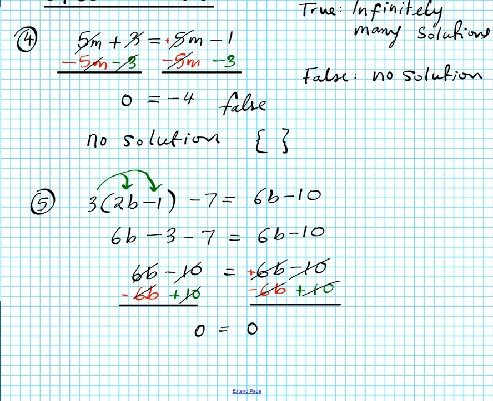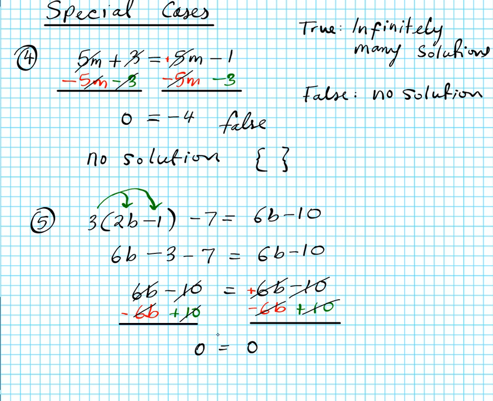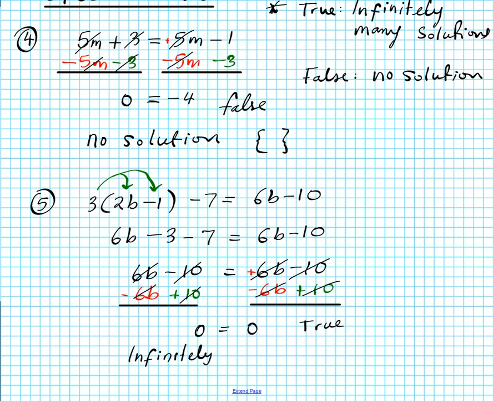Now, this is a special case. What makes it a special case? Because the variable is gone. Anytime your variables disappear, they go MIA, you have a special case. So you ask yourself, is the resultant statement true or false? Is 0 equals 0? Yes, this is true. If your resultant statement is true, then you have this situation: infinitely many solutions.